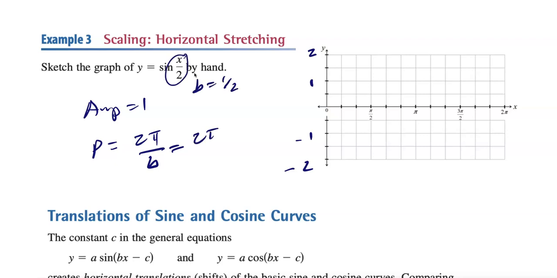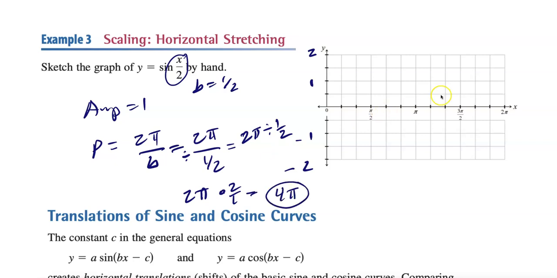So 2 pi over 1/2, which gets me, anytime you have a fraction divided by a fraction, it looks scary. I just think about this as a divide sign. So I rewrite it 2 pi divided by 1/2. And the way you divide is multiply by the reciprocal. So it's 2 pi times 2 over 1. So 4 pi. That's my period, 4 pi. Which means on this graph, let me fix it a bit.